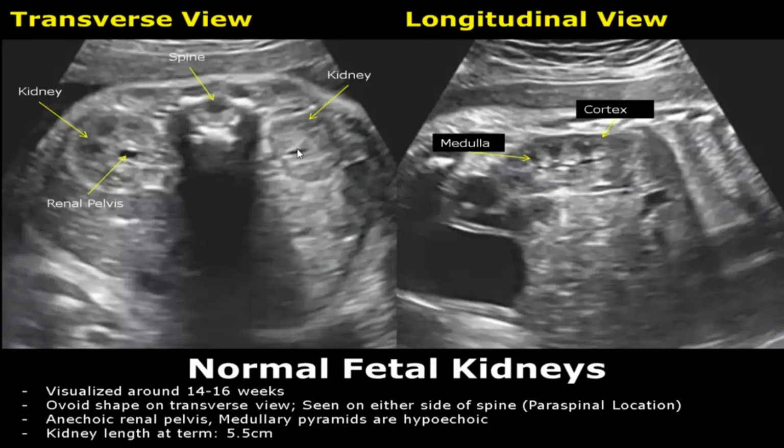This anechoic area is the renal pelvis. It is due to urine. And these hypoechoic areas are the medullary pyramids. You can also see it in the longitudinal view. And this outer layer is the cortex. Fetal kidneys can measure up to 5.5 centimeters at term.